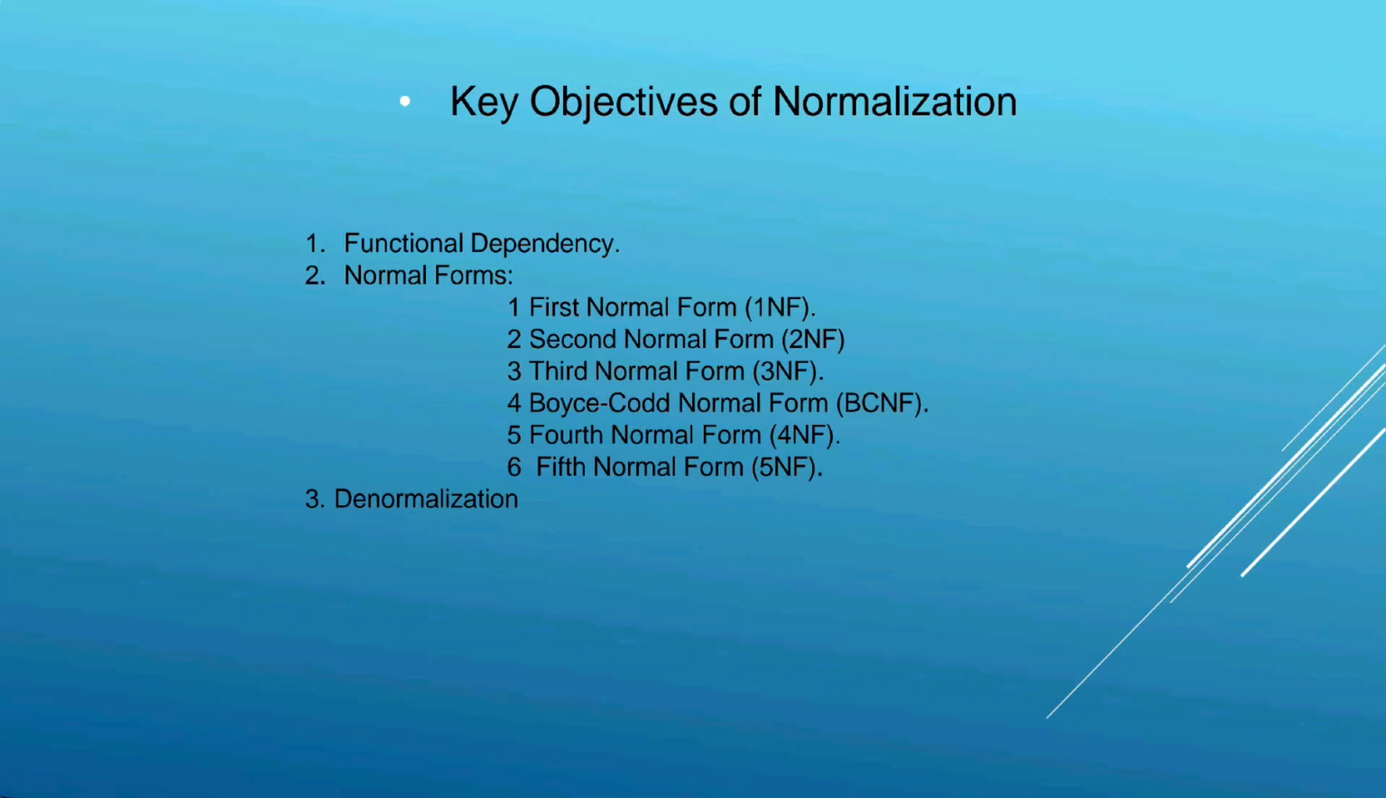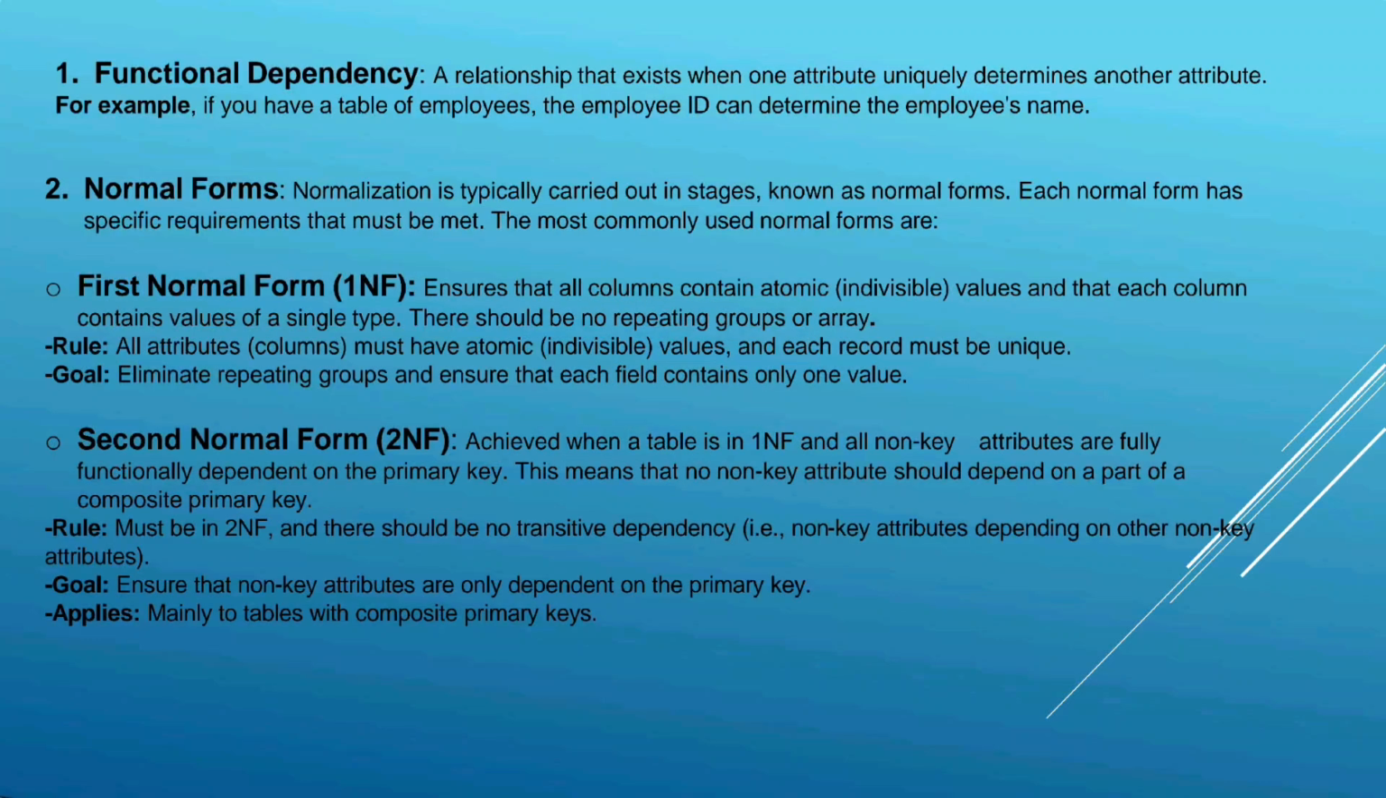Key concepts of normalization. First, functional dependency. Second, normal form. There are 6 types of normal form: first normal form, second normal form, third normal form, Boyce-Codd normal form, fourth normal form, fifth normal form. Third, denormalization. First, functional dependency: a relationship that exists when one attribute uniquely determines another attribute. For example, if you have a table of employees, the employee ID can determine the employee's name.